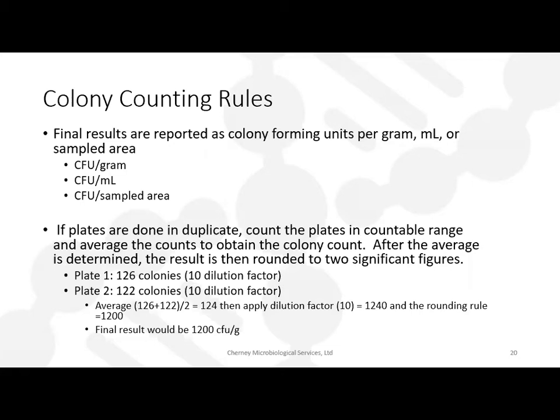So let's go through an example here. If you have 2 plates that you're going to average, they're both 10 dilution factors. One plate you have 126 colonies, the other plate you have 122. We're going to take that average, which is going to give us an average of 124 colonies. You apply your dilution factor, which is 10, which will give you 1,240. And then lastly, you'll apply that rounding rule and you'll round down and your final result would be 1,200 CFU per gram.